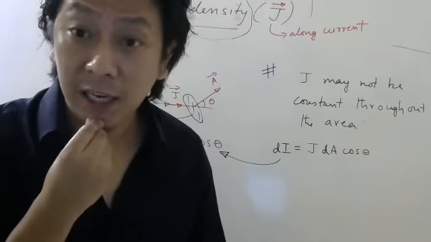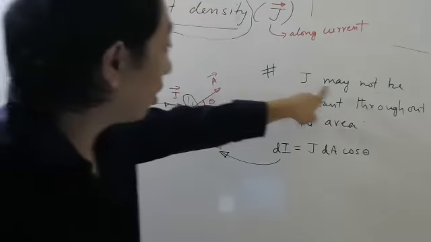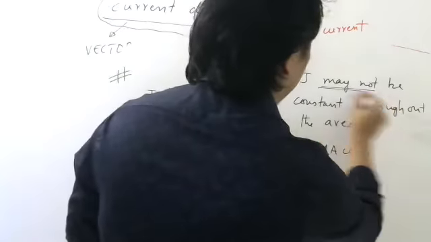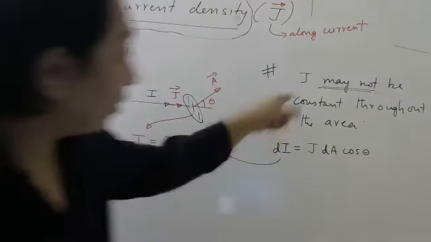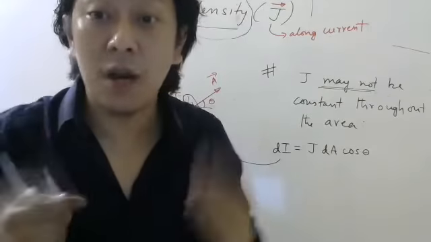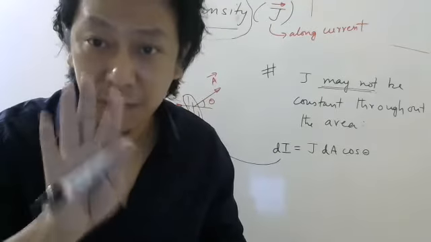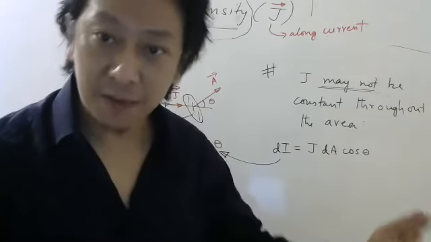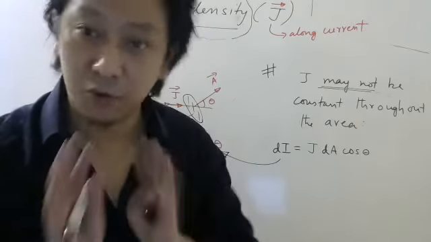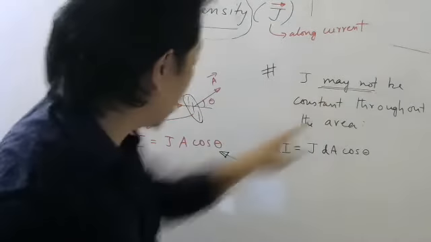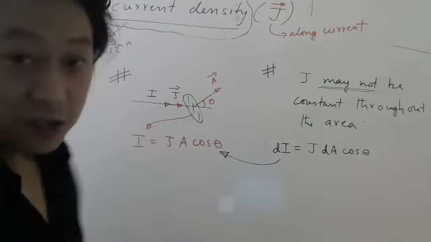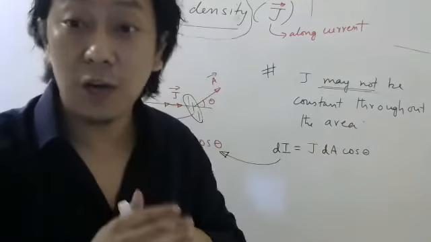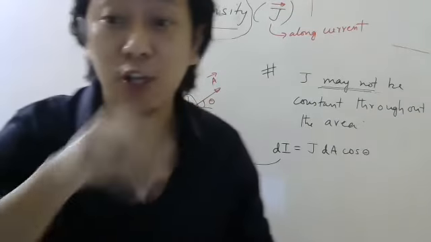Why am I doing like that? Because now this J is not constant, I'm saying. J may not be constant. So if it is not constant everywhere, but what does it mean? I will explain, just give me 2 minutes time. Let me do the mathematics part first. After doing the mathematics part, I will give you the physical meaning. Don't worry. So if J is not constant everywhere on the area, then we divide the area into small parts.